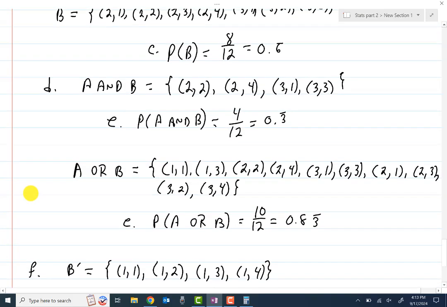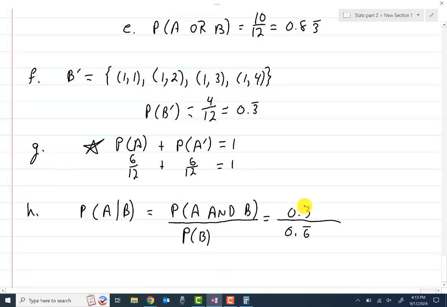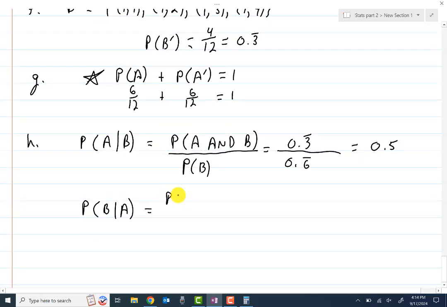And the probability of A and B had 0.3 with a bar over it. And I think that you're going to find that this equals 0.5. And the probability of B given A, the numerator is the same, probability of A and B. The only thing different is the denominator. So here we have 0.3 with a bar over it, and I think A was 0.5.